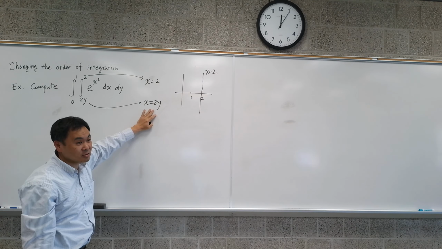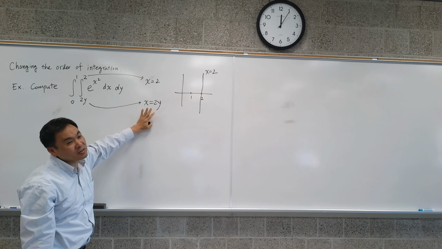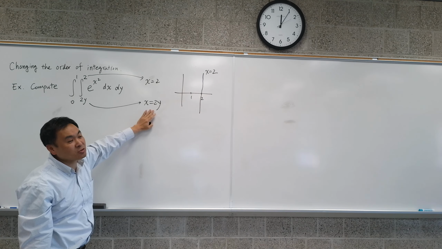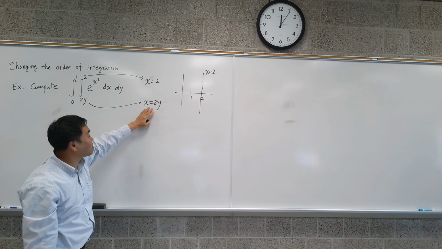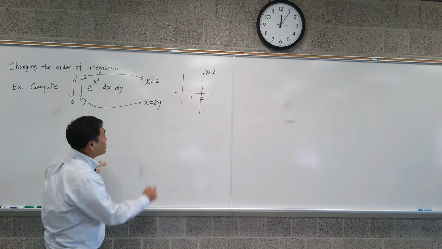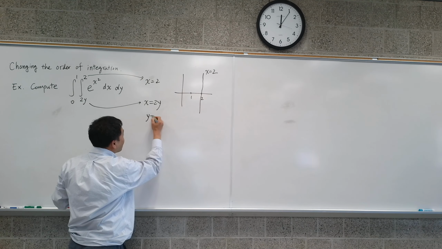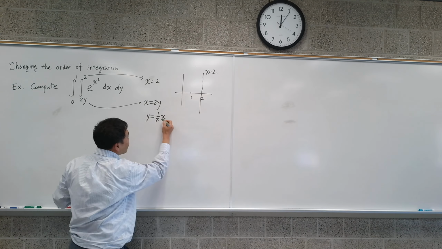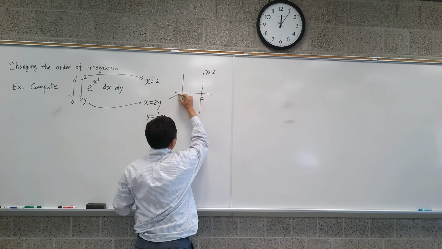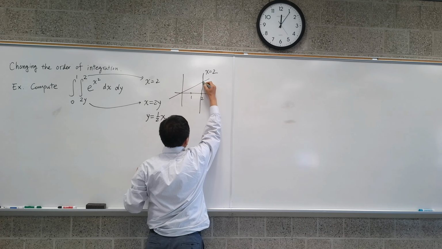Okay, first of all, it's a line, right? What's the slope of this line? 1/2. 1/2, because you have to solve for y to get the slope, right? If you divide both sides by 2, you get y equals 1/2 x. So you have the slope, which is 1/2, just like that, okay? And they meet at (2, 1).